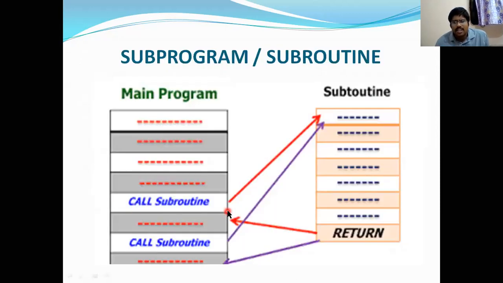I have given arrow marks here very easily. I told you that whenever I call, for example, call addition, automatically our controller is transferred from the main program to that particular subroutine, and it executes those instructions. That is well and good. But once I write return, how can it return to the next instruction?